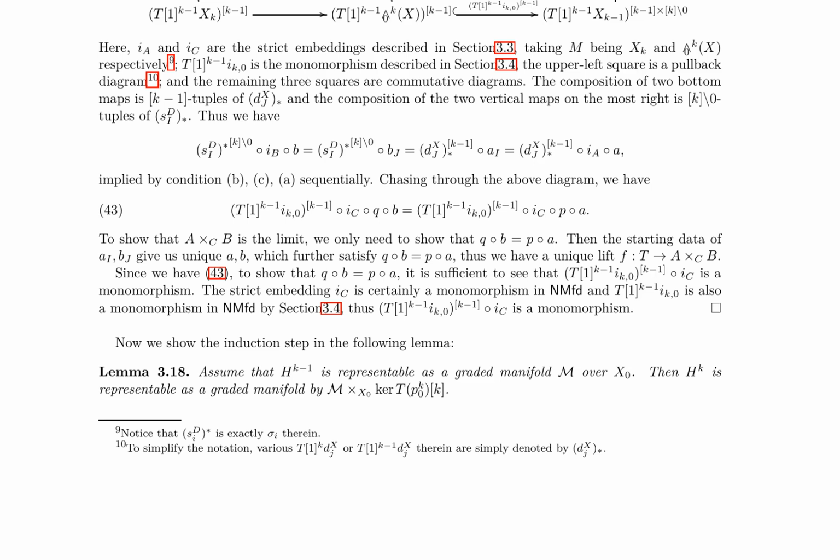Additionally, the authors provide a lemma, lemma 3.18, which states that if HK-1 is representable as a graded manifold M over X0, then HK is representable as a graded manifold by M times X0 times PK0, K. This lemma is crucial for the overall argument, as it allows the authors to recursively build the desired graded manifold representation for HK. Overall, this page presents a detailed and technical proof of the representability of A times CB as a graded manifold, leveraging various properties of maps and monomorphisms in the context of the diagram at hand.